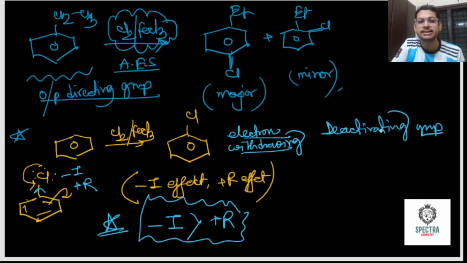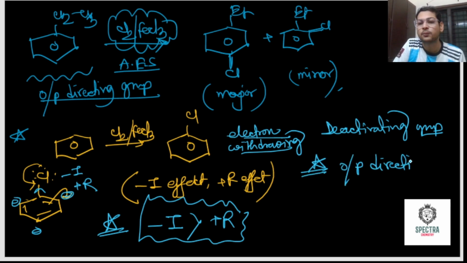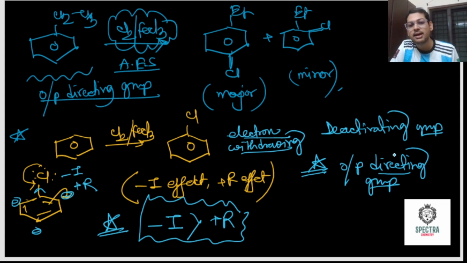But as it is giving electrons at the ortho and para positions by resonance, it's a deactivating group, but it's an ortho-para directing group. So this is the exception the halogens have, because their minus I effect is predominating over the plus effect. So they are net deactivating, but they are ortho-para directing.